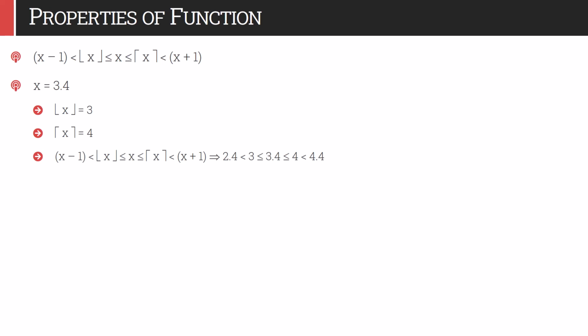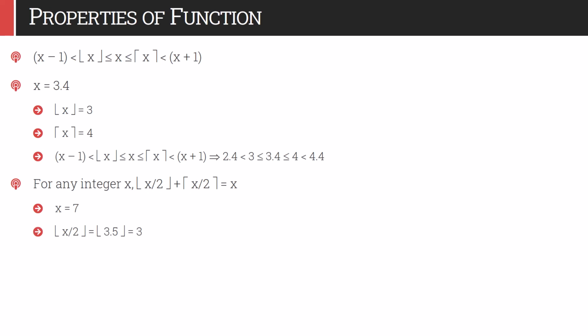Again, it is less than or equal to the ceiling of x, which is 4, and that is less than x plus 1, that is 4.4. For any integer x, if we do the summation of floor of x by 2 and ceiling of x by 2, then that will always result in x.